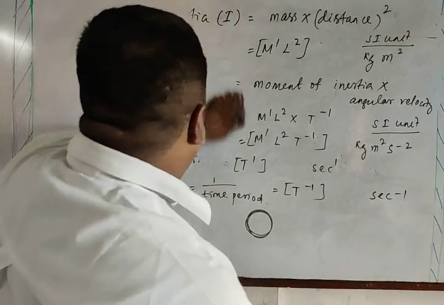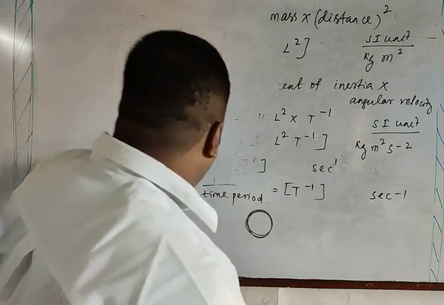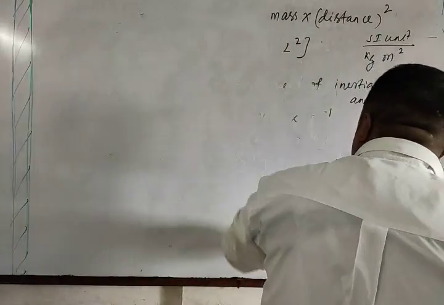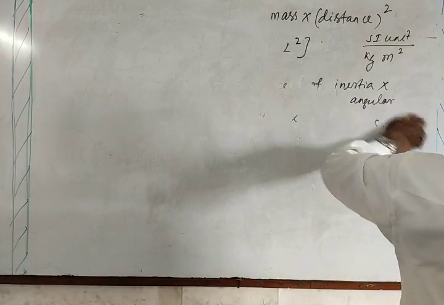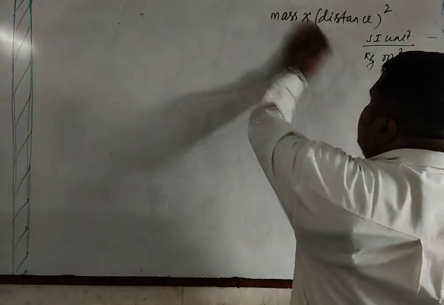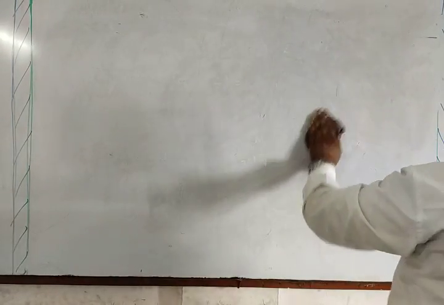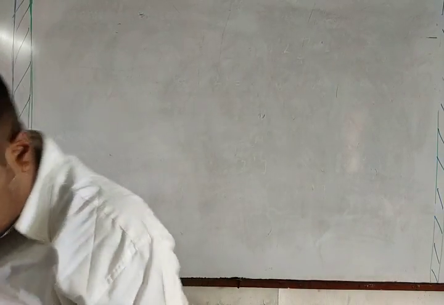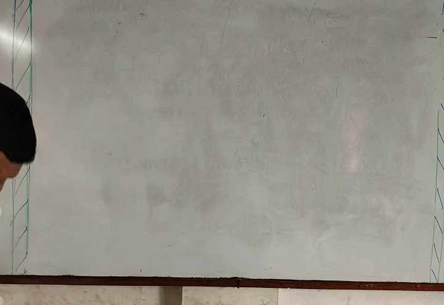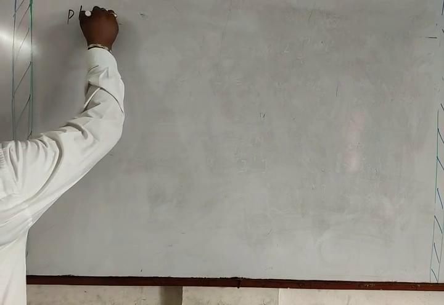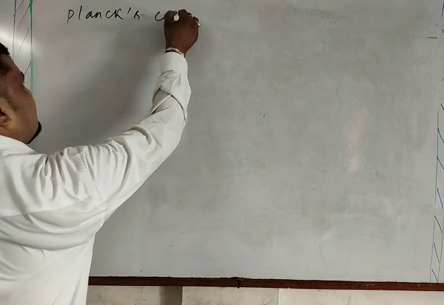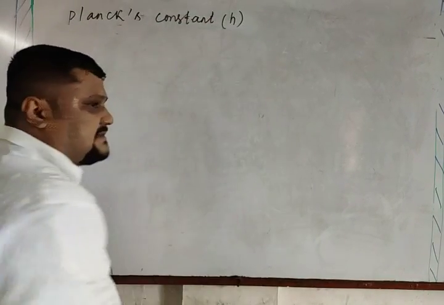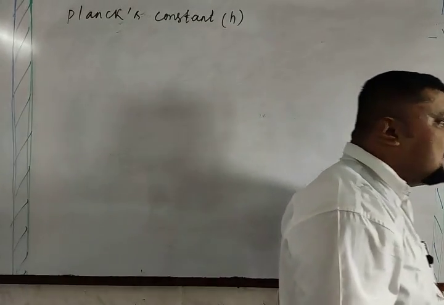Then there are other physical quantities also. The next one is Planck's constant, another physical quantity that comes in our discussion. What is this Planck's constant? It is a very important physical quantity that is represented by h. And as it is a constant, what is this Planck's constant?